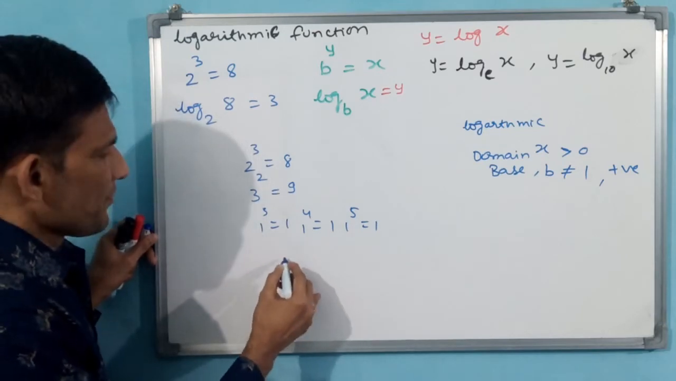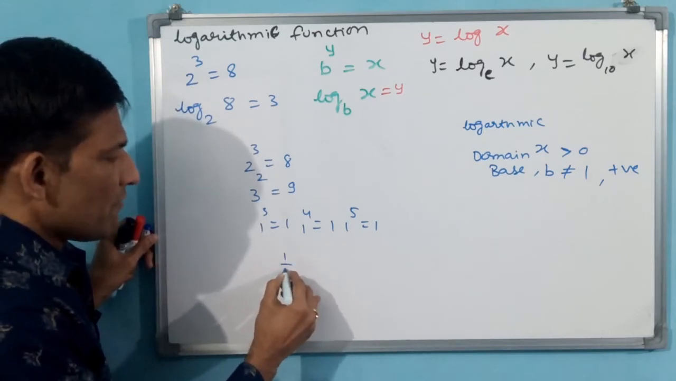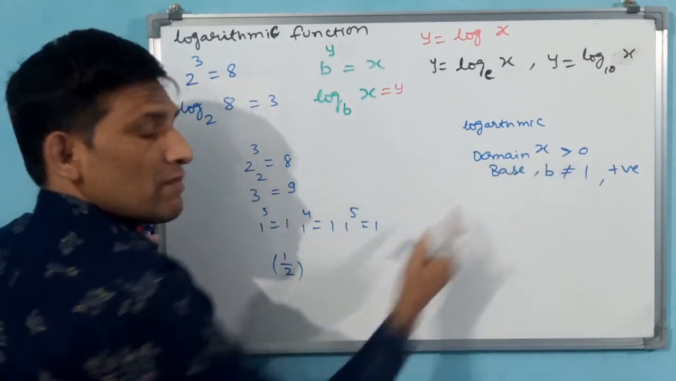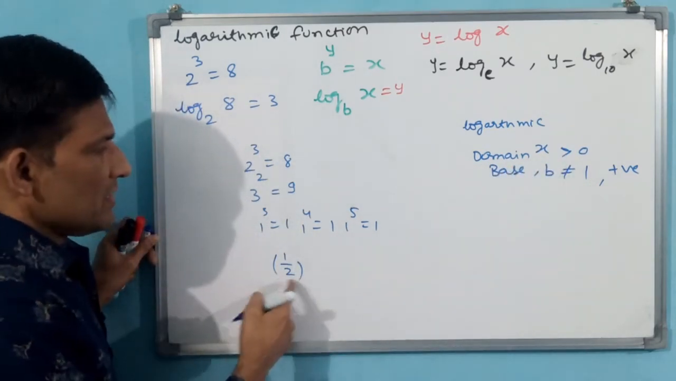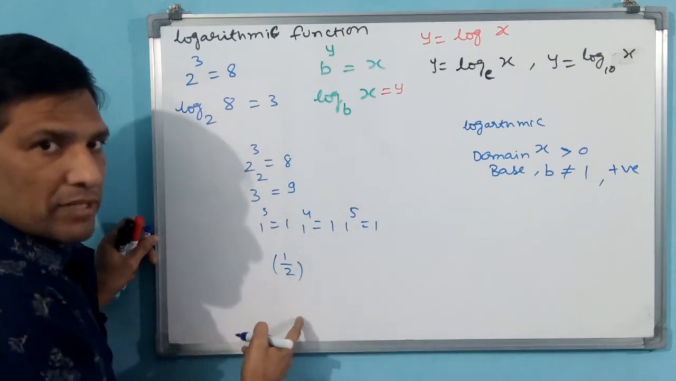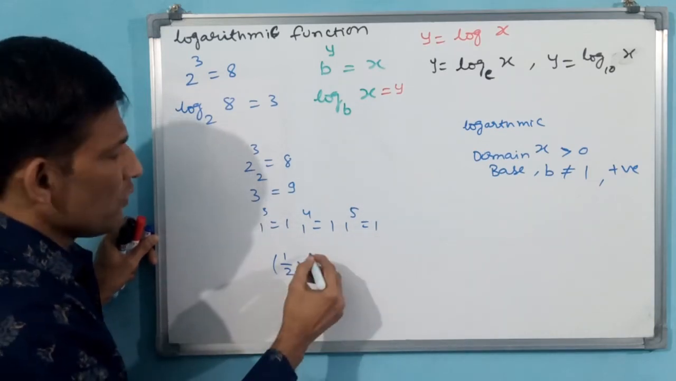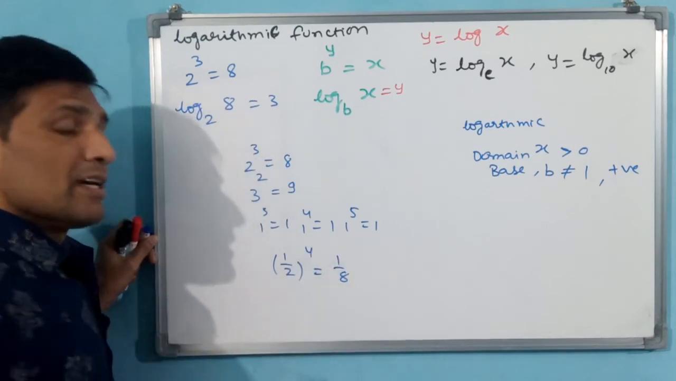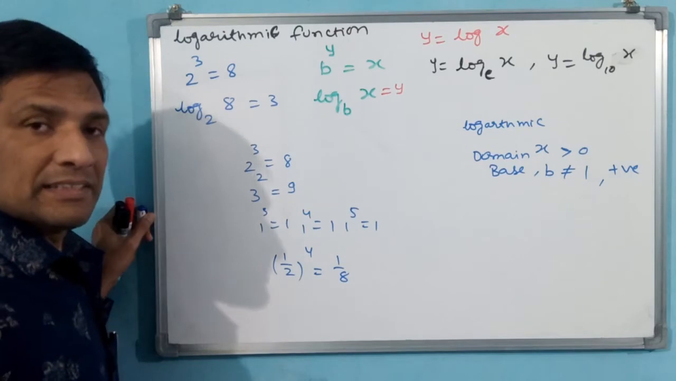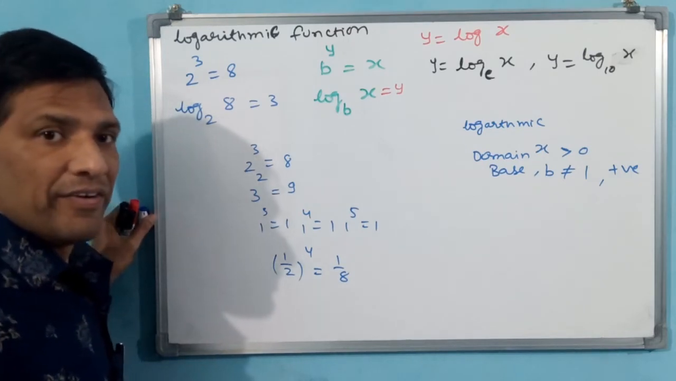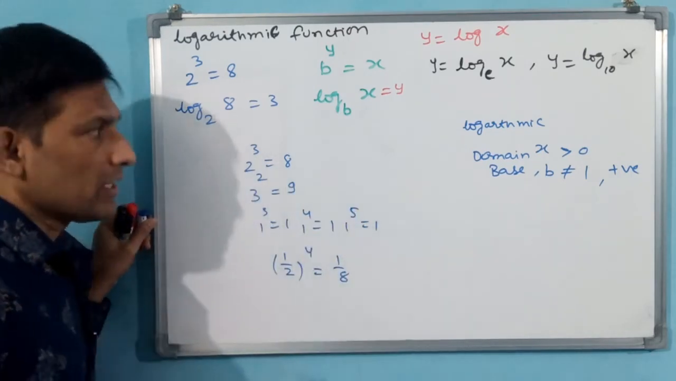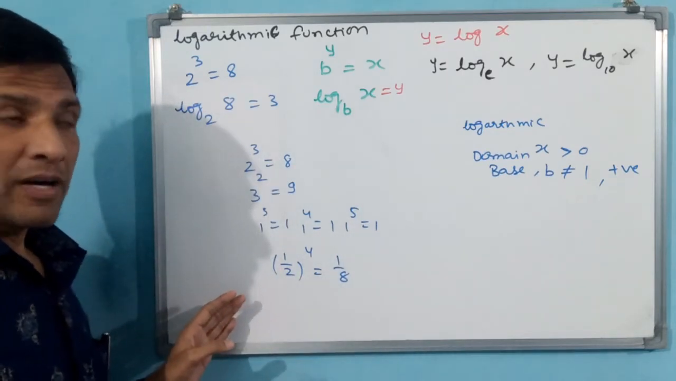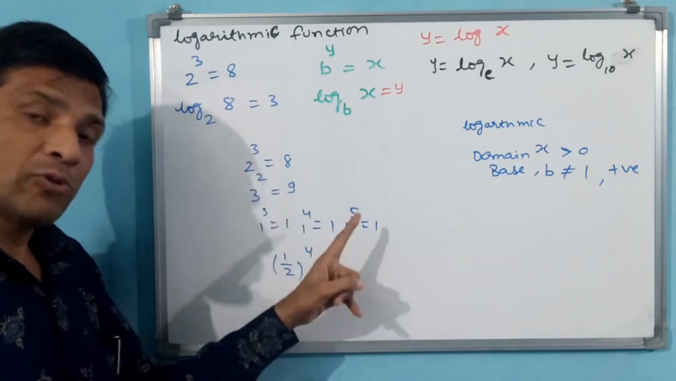But if you take 1 by 2 as the base, and the domain you are giving is always positive numbers only, that means base power x only. If you give a positive real number like 4 here, what is going to happen? 1 by 8. I will tell afterwards. First of all, let us understand this. Why? Because negative output also will come in logarithm.